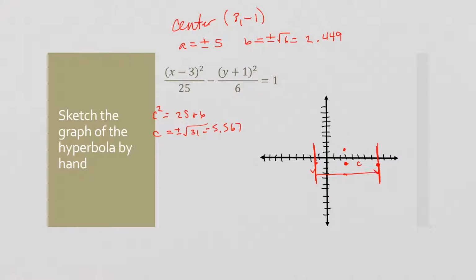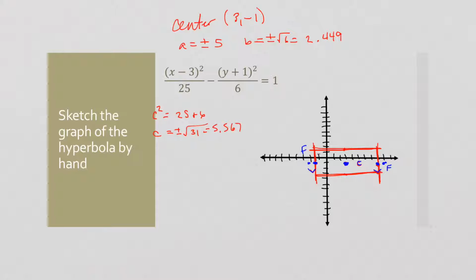This creates the rest of my box. Okay, so I have my C, I have my V, both of my V's. Now the only other thing I need is my foci, which means that from that center I need to go out 5.5, which is actually just a little bit beyond my vertex. So my foci is not much bigger than my vertex this time.